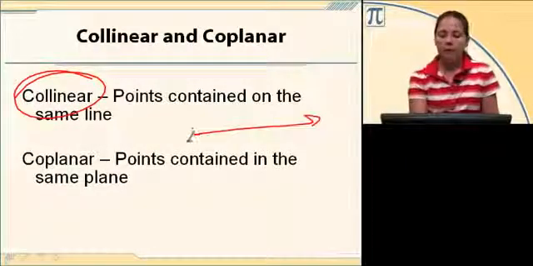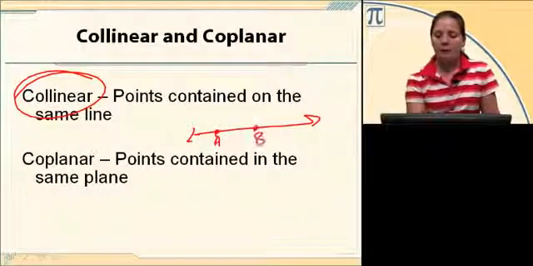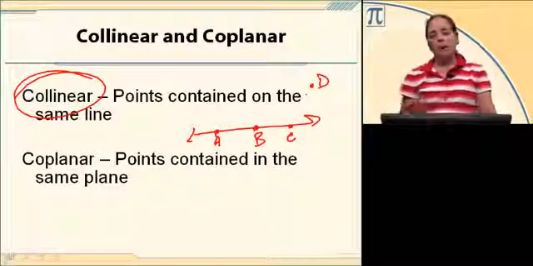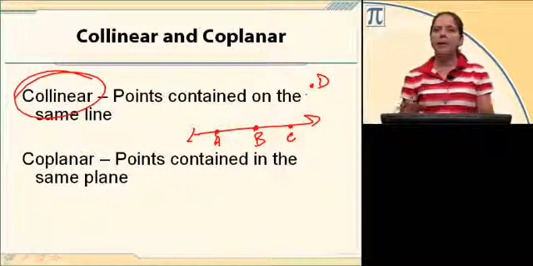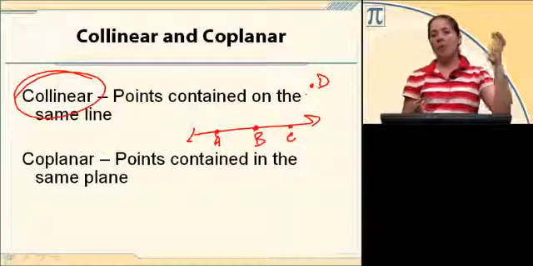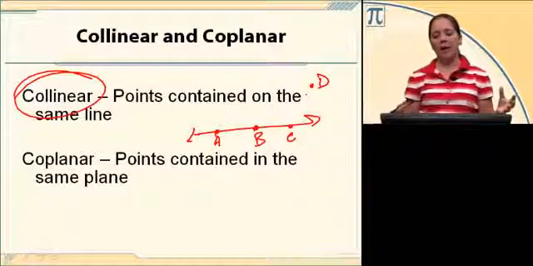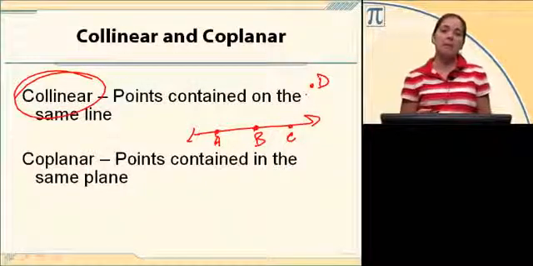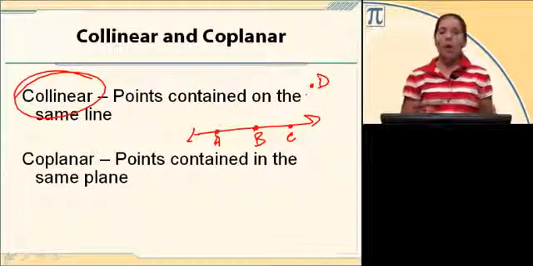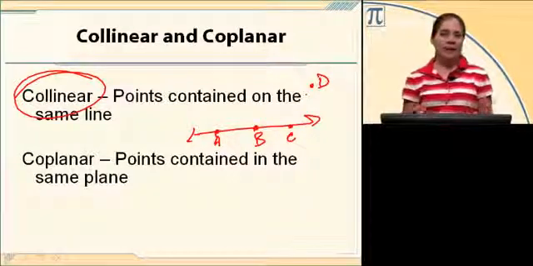So, for example, if I have points A, B, C, and then D. Points A, B, and C, those are all collinear because they're on the same line. Point D is not collinear with A, B, and C because it is not contained on the same line as A, B, and C. Coplanar are points that are contained in the same plane.